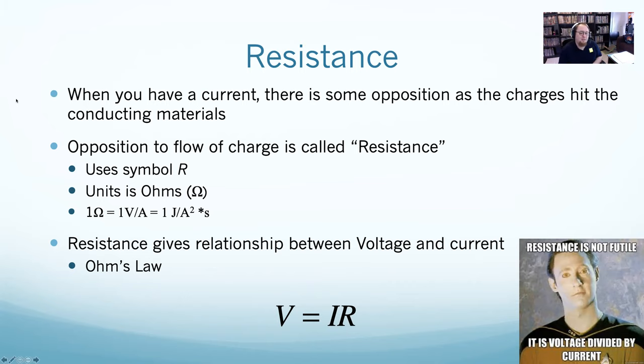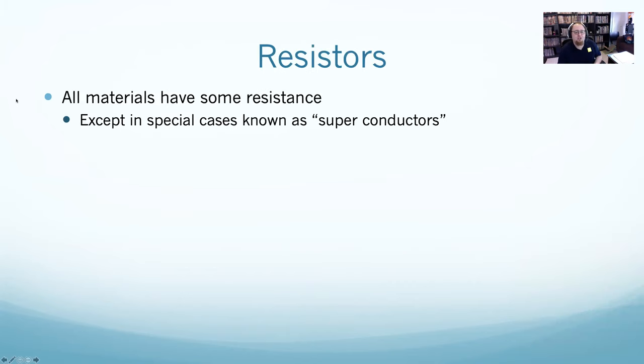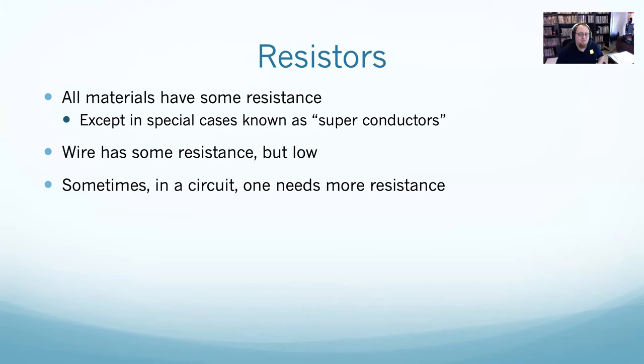You control how much resistance by adding resistors. Resistors are just special materials that have a set amount of resistance. The general idea is all material has some resistance, unless you have a superconductor. Superconductors are complicated. We're not going to get there. A wire usually has very, very low resistance. But in order to regulate a current versus voltage, you often want to have a certain amount of resistance.